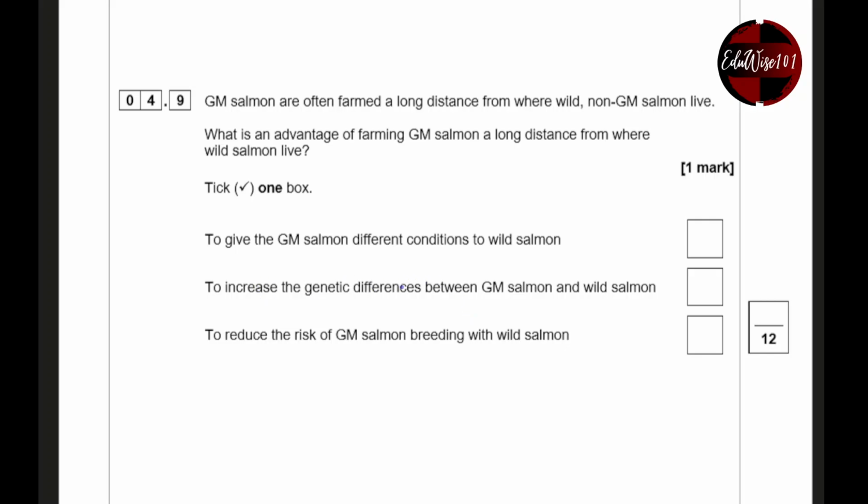To increase the genetic differences between GM salmon and wild salmon, maybe. To reduce the risk of GM salmon breeding with wild salmon. That's true, right? Now, genetically modified, we have actually caused that to happen, so we don't really want it to breed with the wild salmon. If it did, then once it mixes, the difference is less and the wild salmon might actually be affected in the future. So we want the wild salmon to stay in that same way.